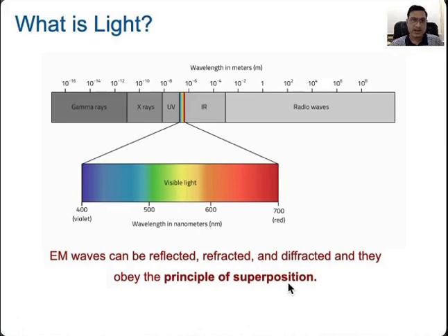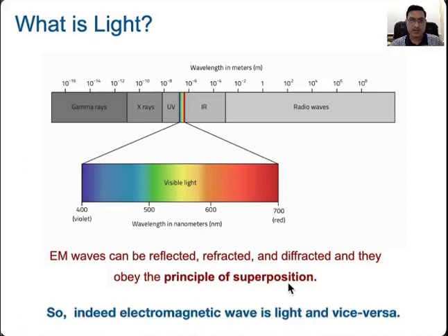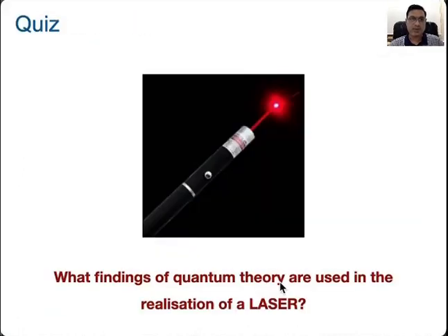With that fact, let's move forward and ask one question. This is a question for you to answer. I hope you have seen this laser pointer in different presentations, even in laser shows, even in different movies. Now the question is: what findings of quantum theory are used in the realization of laser? How are basic principles of quantum mechanics used in making lasers? This is a question that you need to answer.